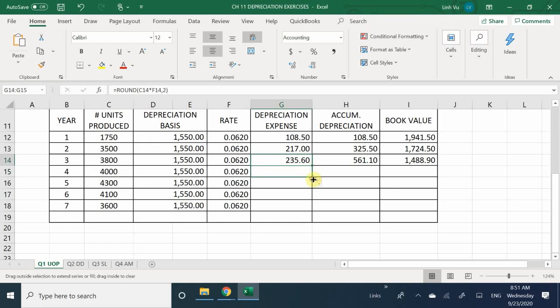248. Good. And what's accumulated depreciation for the fourth year? 809.10. And then lastly, what is my book value for the fourth year? 1240.90. Good. All right. What about the fifth year?